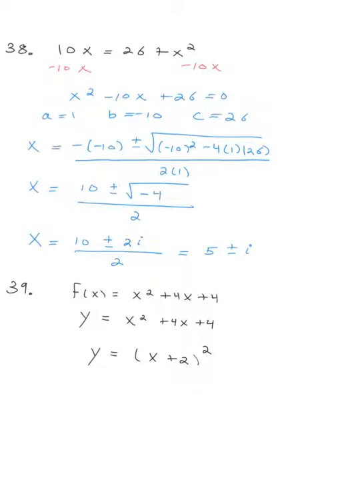I didn't ask for the vertex, but I think it's worth writing down for these problems that the vertex is going to be negative 2, 0. The graph moved 2 places to the left. It did not go up or down because there is no number at the end, and that is the solution.